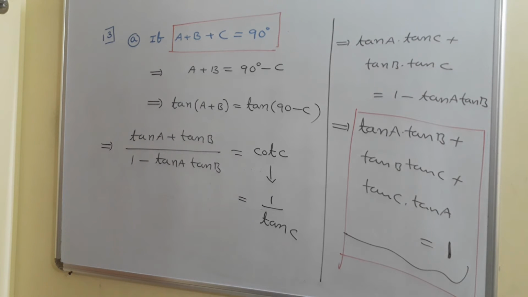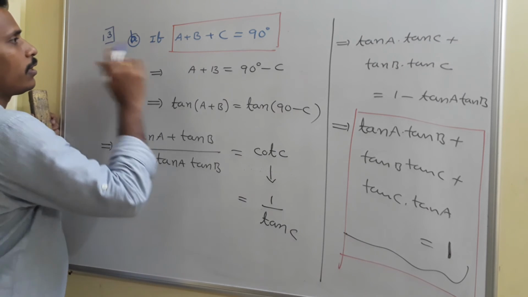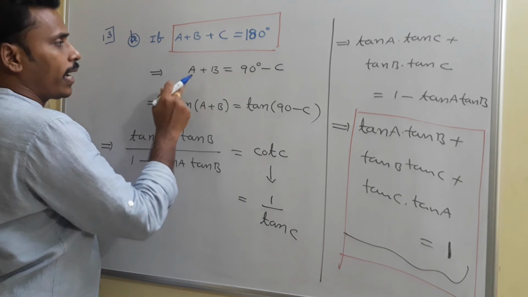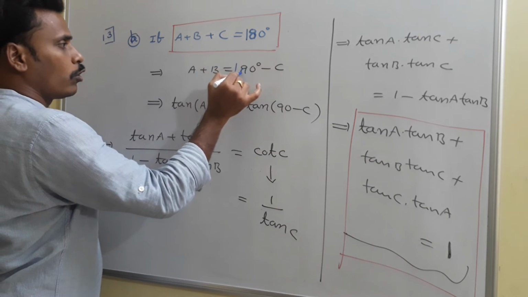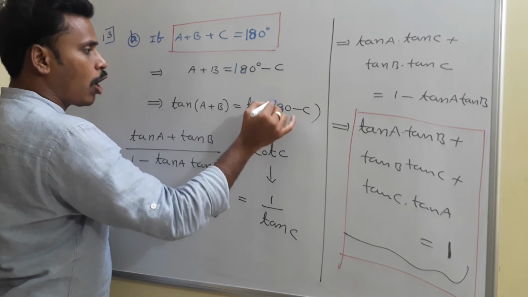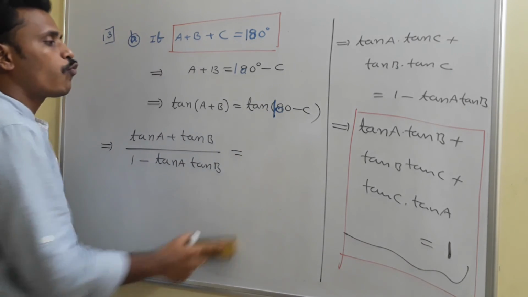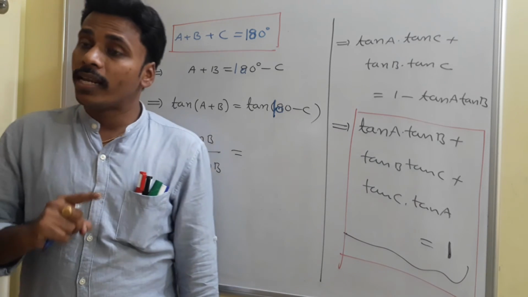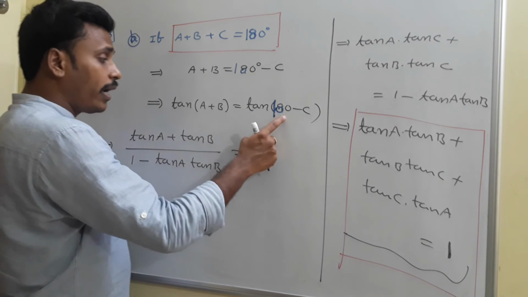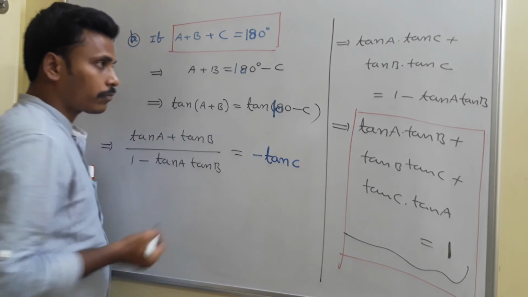As 13B, we are going to replace 90 with 180. Then A plus B is equal to 180 degrees minus C. So again the same thing: A plus B is equal to 180 minus C. Tan of A plus B is equal to tan of 180 minus C. And there you need to think: tan of 180 minus C. 180 minus comes under the second quadrant where tan is negative, and 180 will give only tan. So minus tan C.